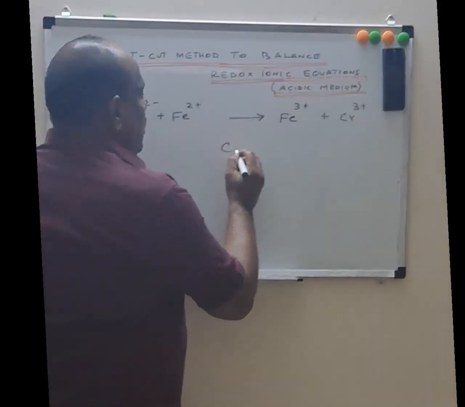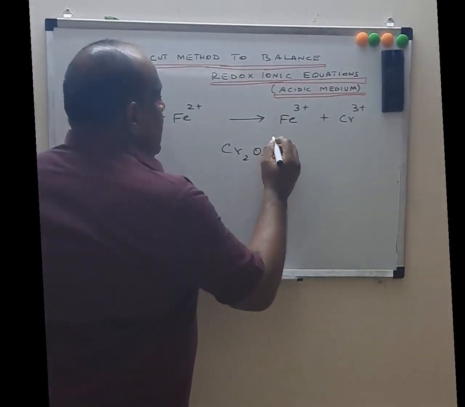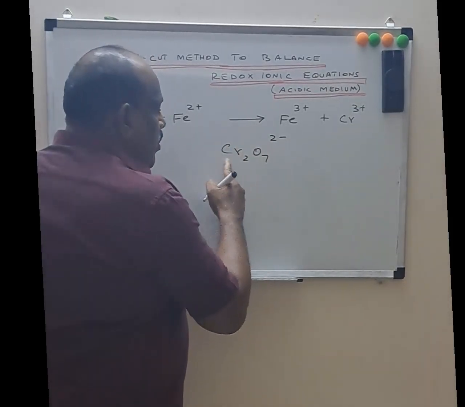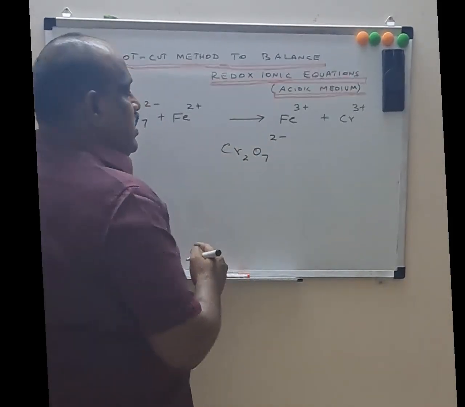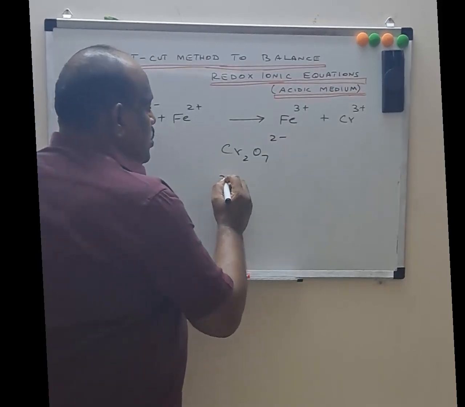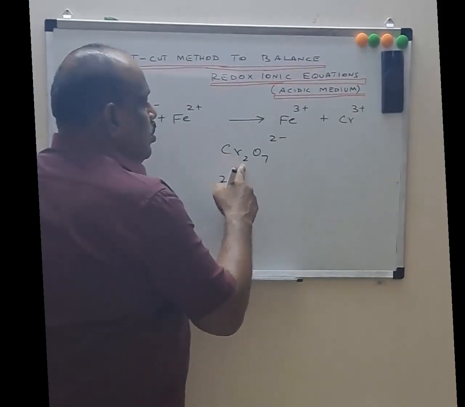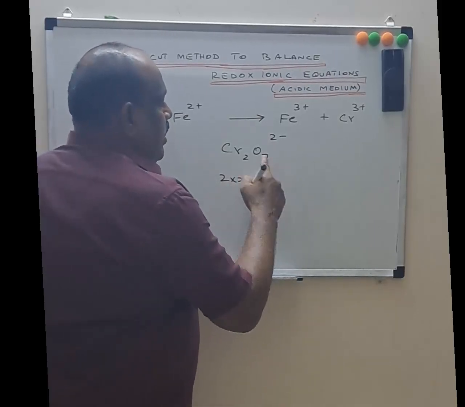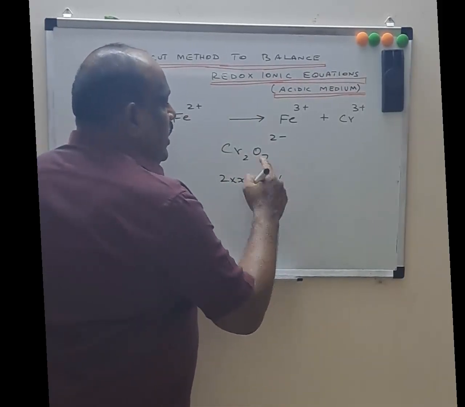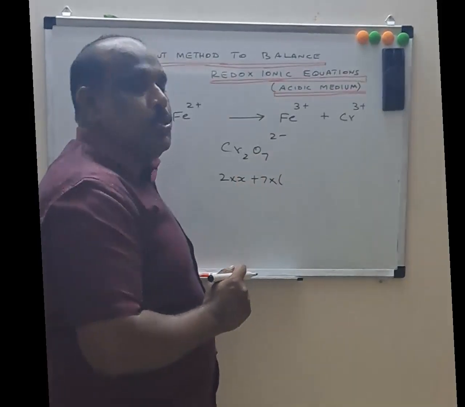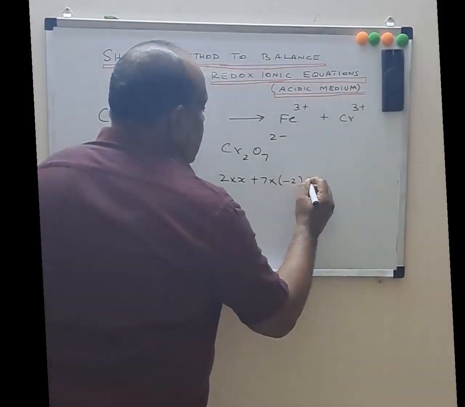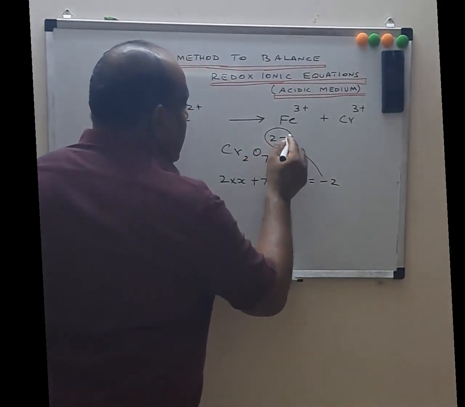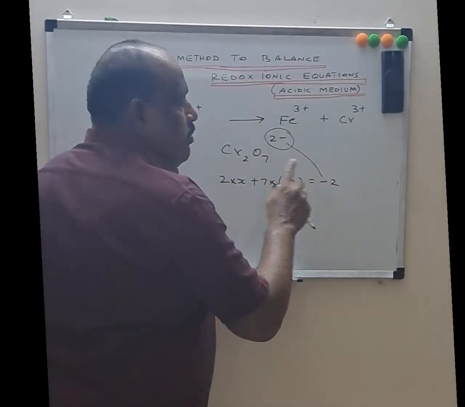So it is Cr2O7 2 minus. This 2 minus is for the entire dichromate ion. So now I want to find the charge of the chromium. So it is 2 into x, because there are two chromium atoms, plus 7 into minus 2, because there are 7 oxygen atoms and each oxygen atom will have a charge of minus 2. So this is equal to minus 2. This minus 2 is because the entire dichromate ion has a charge of minus 2.